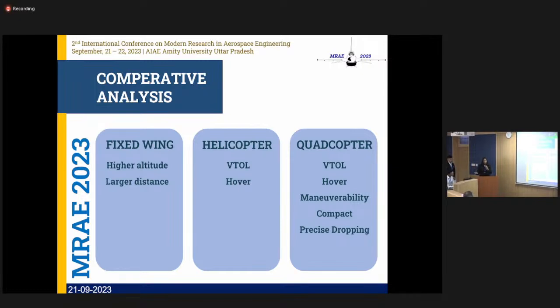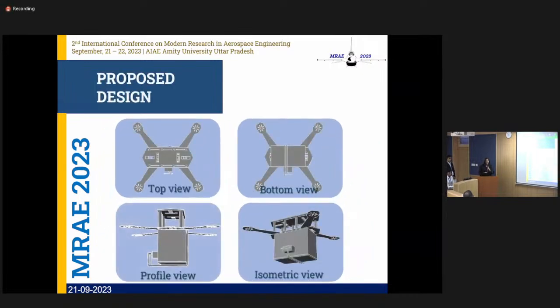So ultimately, quadcopters have more advantages than disadvantages, right? A few of them are VTOL, hover maneuverability, and they're compact in size. They can enter compact spaces, and they provide precise dropping as well. So that's the thing. Anyways, this is the design we came up with. These are the 4 different views of our design.